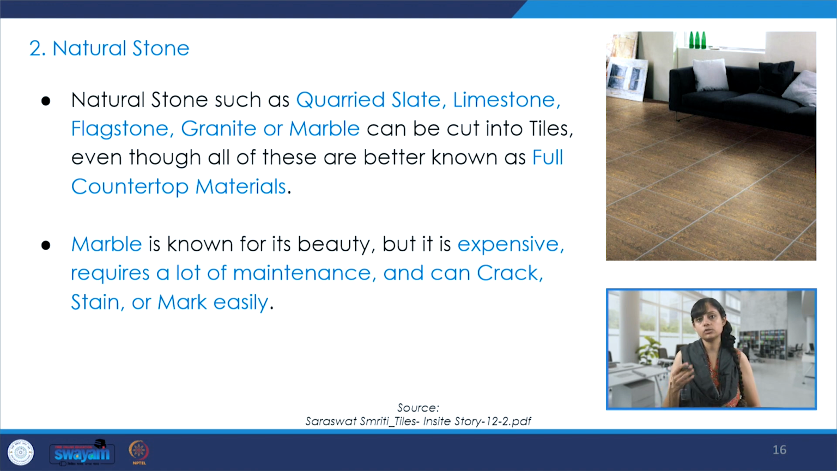Now there is also natural stone which is used for tiling, and natural stones such as quarried slate, limestone, flagstone, granite, marble can be cut into tiles, and they can be used for tiling purposes, and they are also used for countertop materials. Marble is quite well known for its beauty, but it is expensive. It requires lots of maintenance and it can crack, stain, or mark easily. So it depends what is the kind of project and what is the choice that the client has and what is the purpose for which we are selecting a certain material. But yes, natural stone tiles look quite timeless and aesthetic.